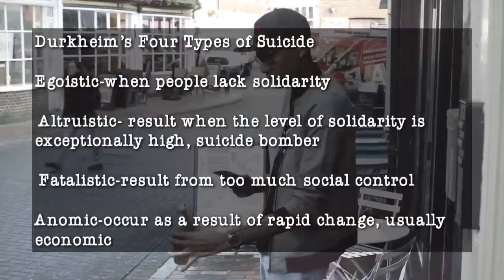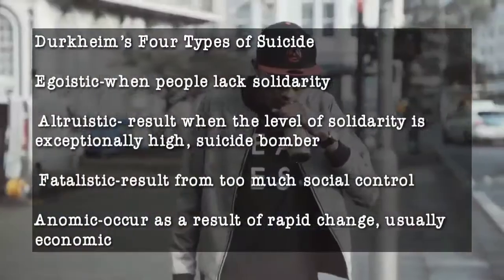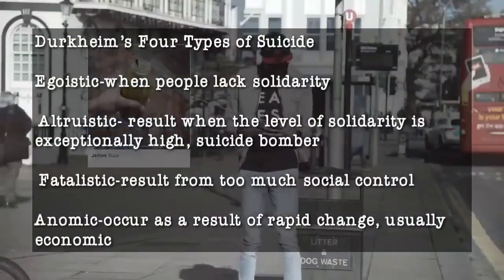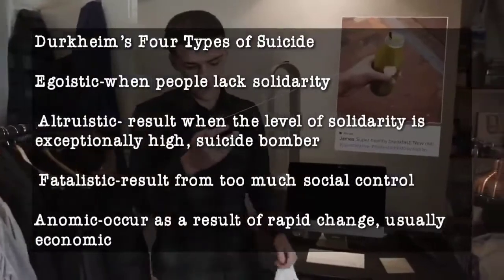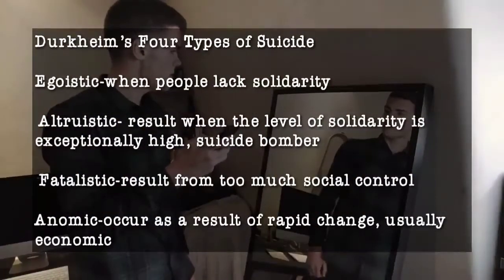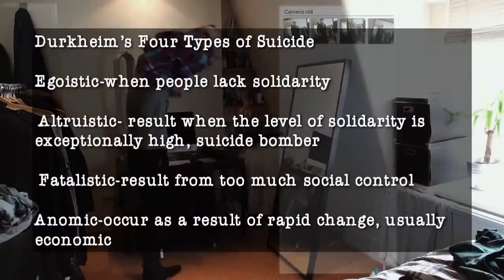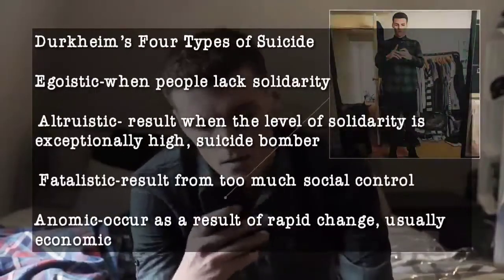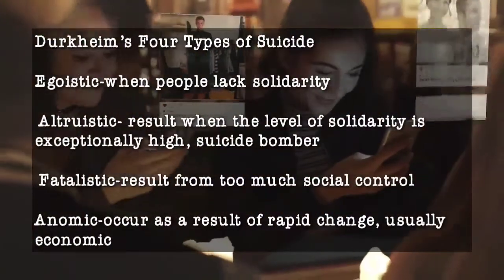Durkheim's four types of suicide are the following. First is egoistic, when people lack solidarity. Next is altruistic, that resulting from the level of solidarity being exceptionally high, like a suicide bomber. Next is fatalistic, which is a result of too much social control. And lastly, we have anomic, which results from too high a regulation of the society, or as a result of rapid change, usually economically.